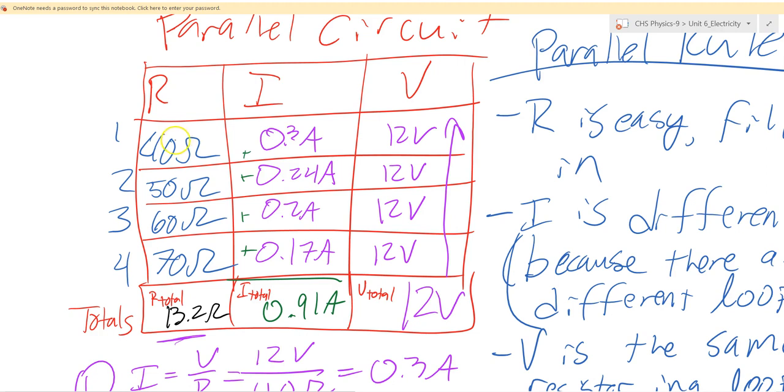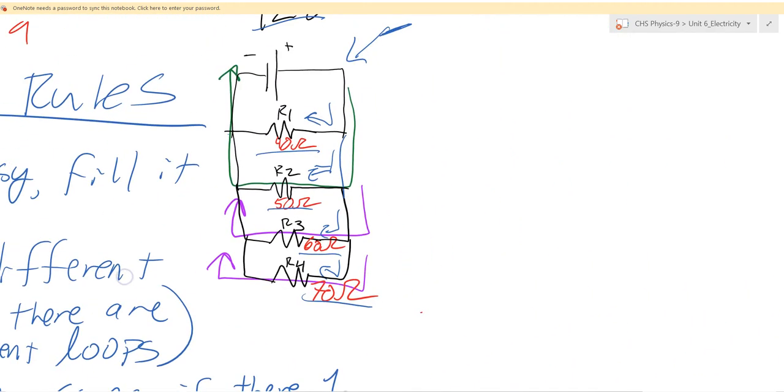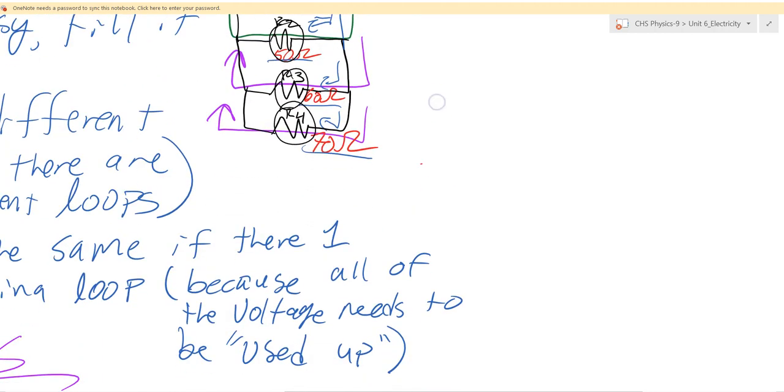Notice that this is kind of interesting that 40 plus 50 plus 60 plus 70 does not equal 13.2. This is actually smaller than even the smallest individual resistance. That's why parallel circuits are used a lot. We can put all of these resistors in parallel with each other and get less resistance.